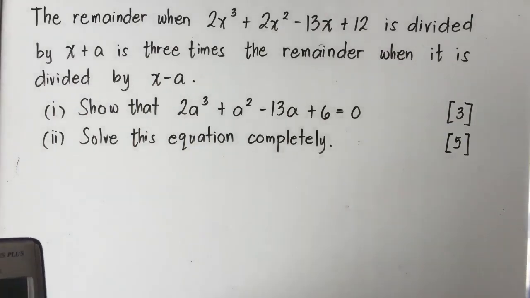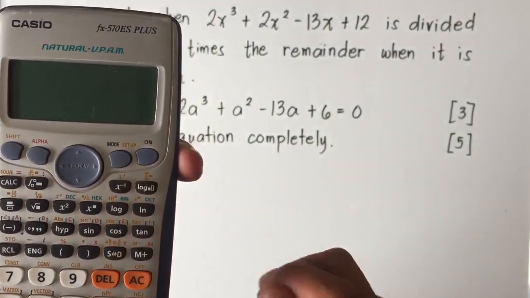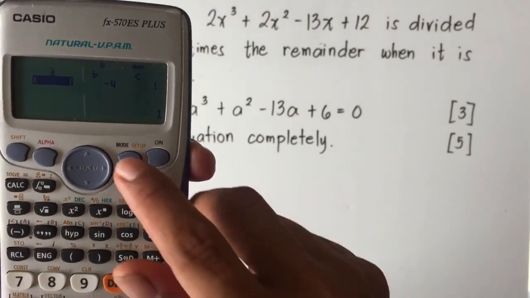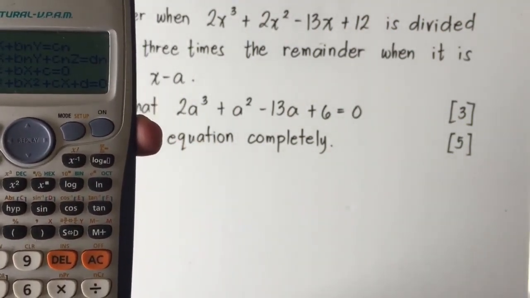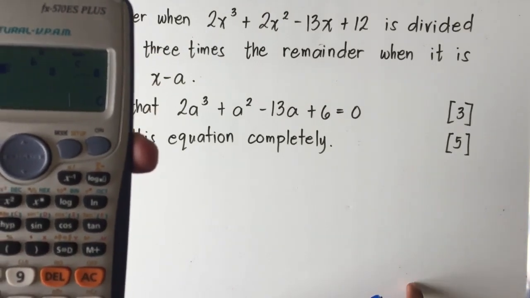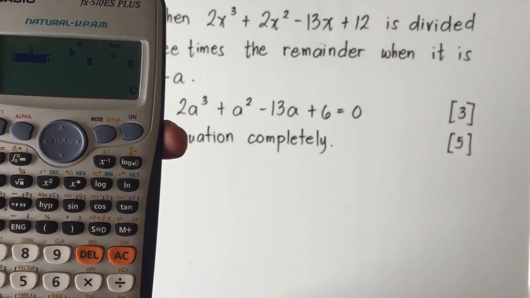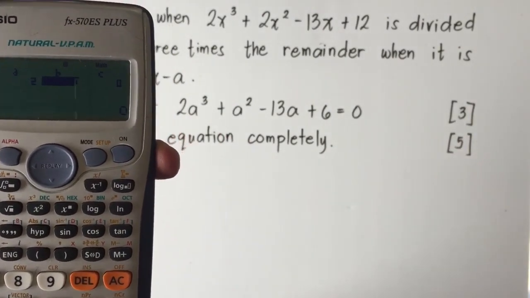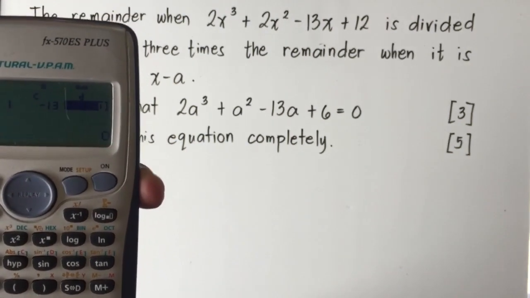Remember our calculator videos. I will put in mode, press 5, then 4, because I'm basically working with a cube. And then I have 2, 1, negative 13, and 6.